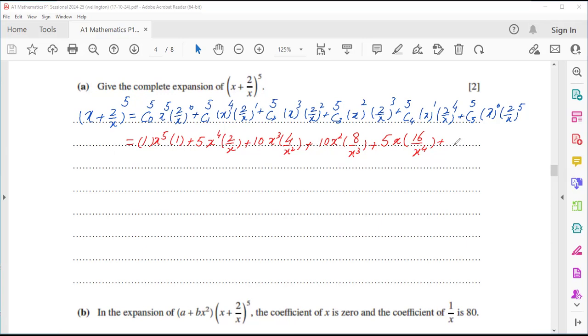And the last sum is 5C5. Both the numbers are same. You have to use the calculator, and you will get 16 by x raised to power 5.